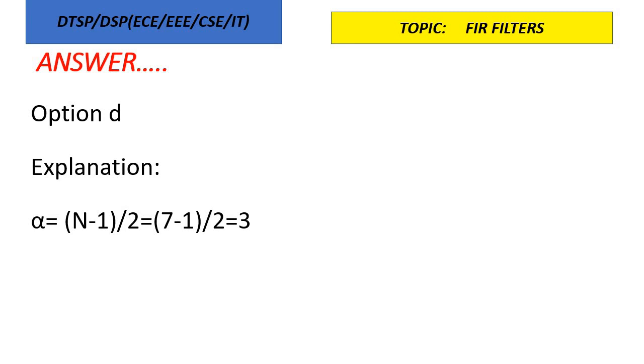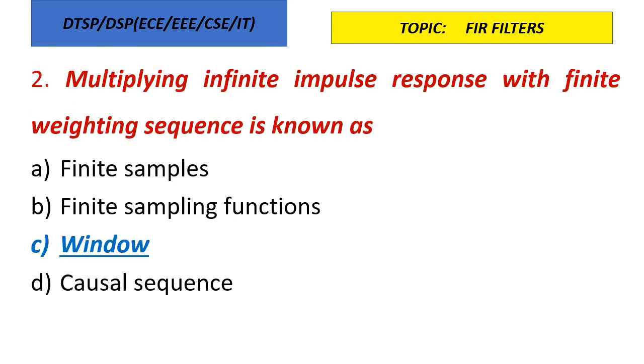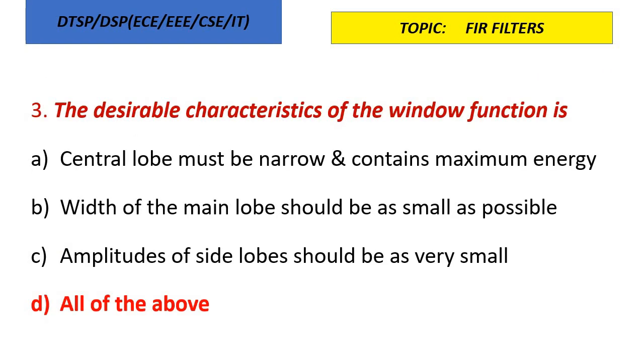Next question, multiplying infinite impulse response with a finite weighting sequence is known as what? When we multiply infinite impulse response with a finite weighting sequence, it is known as windowing technique. So option C is the correct answer.